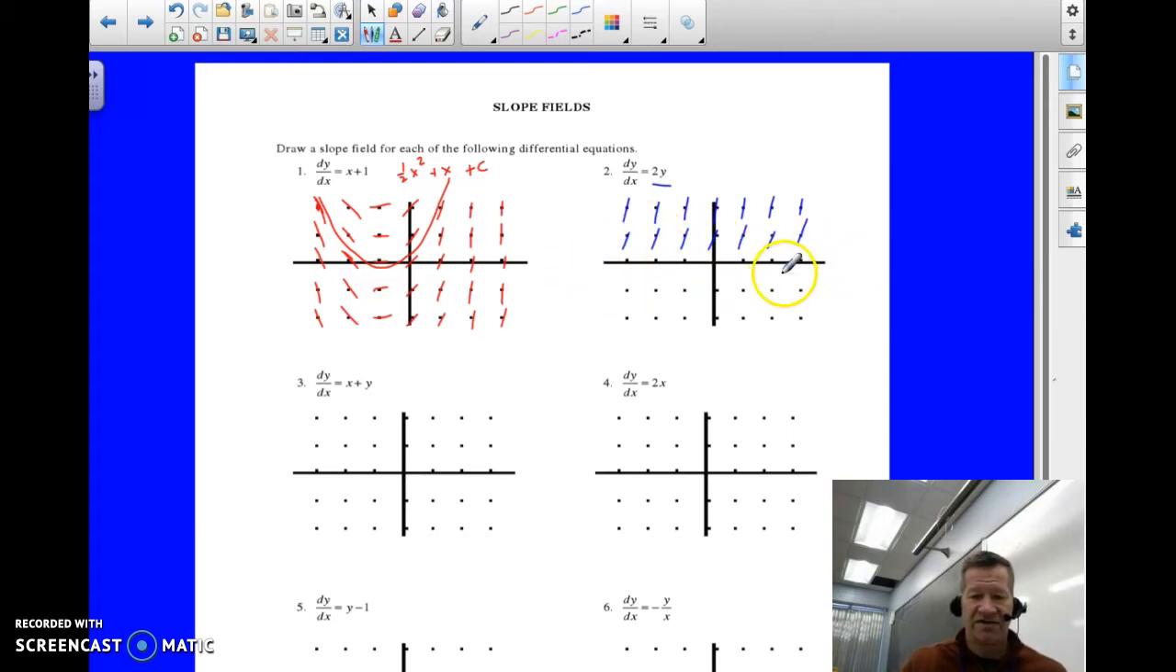Here the y-coordinate is 0, 2 times 0 is 0, so here you won't even see them because they'll be covered up by the axis. These are all horizontal slopes all the way across.